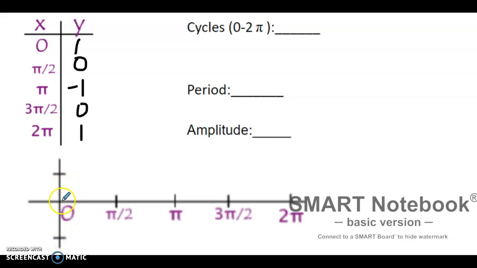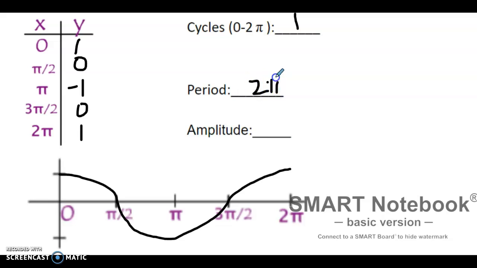So we have 0, 1. At pi halves, it's 0. At pi, it's -1. At 3/2 pi, it's back up to 0. And at 2 pi, it is back up to 1. So we have one complete cycle from 0 to 2 pi. So that's where we put a 1 right there. The period goes from 0 to 2 pi, so the period is 2 pi units long. The amplitude is 1. The height was 1.